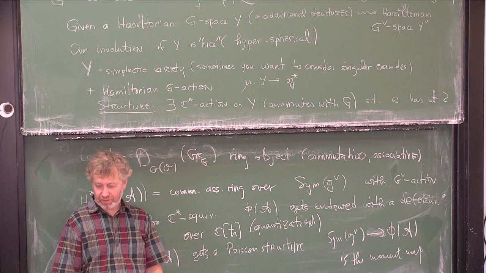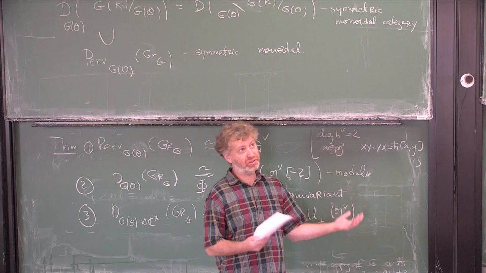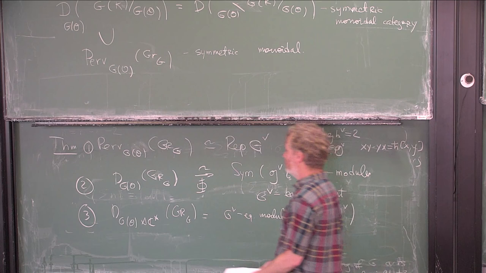The last thing to say is, remember that we started with G and X. Given G and X, we should be able to associate some ring object in this derived Satake category. If I'm allowed two more minutes, then I can describe that.